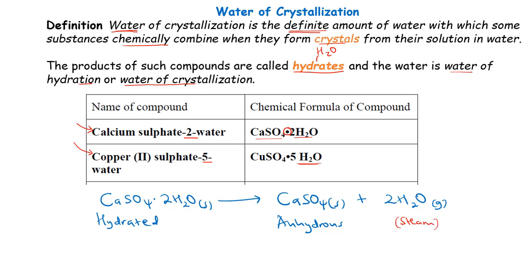So it will drive off, and then we shall find that our hydrated calcium sulfate, that is to say the one that contains water of hydration, will now become anhydrous. So from crystalline, these are crystals, we shall see it becoming amorphous, kind of like powder. So we shall see crystals becoming powder. So usually this is what happens whenever we try to heat water of crystallization.